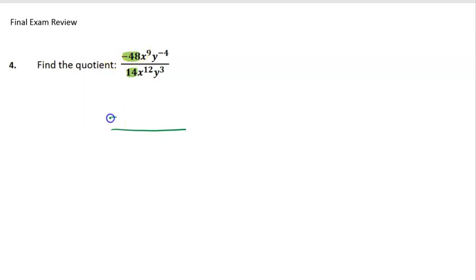Now that negative is up there. You could say negative 24. 14 divided by 2 is 7. The fraction is reduced to lowest terms.